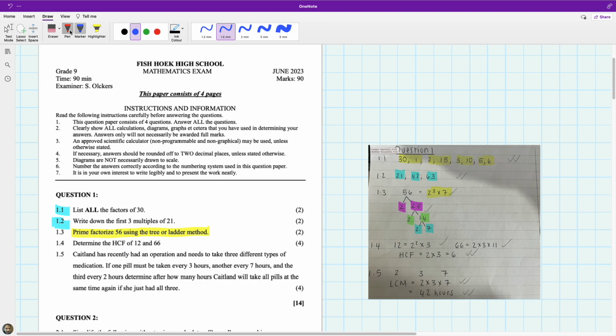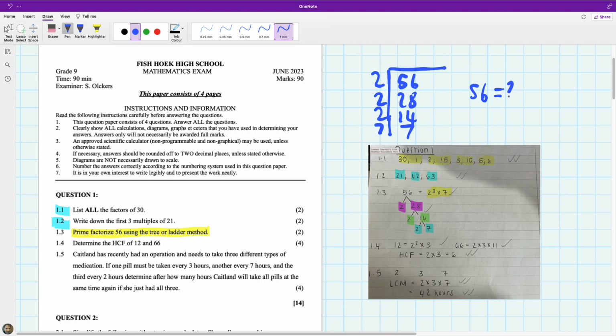If we were doing it using the ladder method, it would probably look something like this. We would have 56 divided by 2, which is 28, divided by 2, which is 14, divided by 2, which is 7, and then we divide 7 by 7. So 56 should be equal to 2 times 2 times 2 times 7, which is the same thing as we got over here. Okay, so that's the prime factorization.